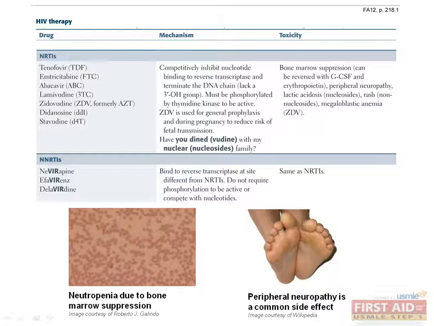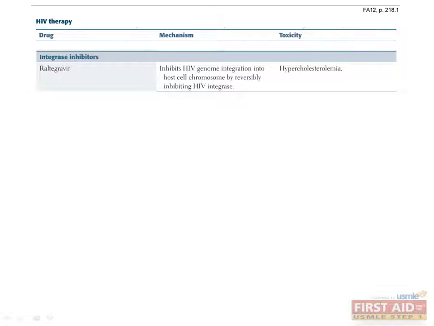The side effects of the reverse transcriptase inhibitors include bone marrow suppression and peripheral neuropathy. Lactic acidosis is classically associated with the nucleosides, and non-nucleosides are more likely to cause rash, which can be as severe as a full-blown Stevens-Johnson syndrome. Raltegravir is the only drug in the class of integrase inhibitors, which inhibits HIV genome integration into host cell chromosome by reversibly inhibiting HIV integrase. A side effect is hypercholesterolemia.